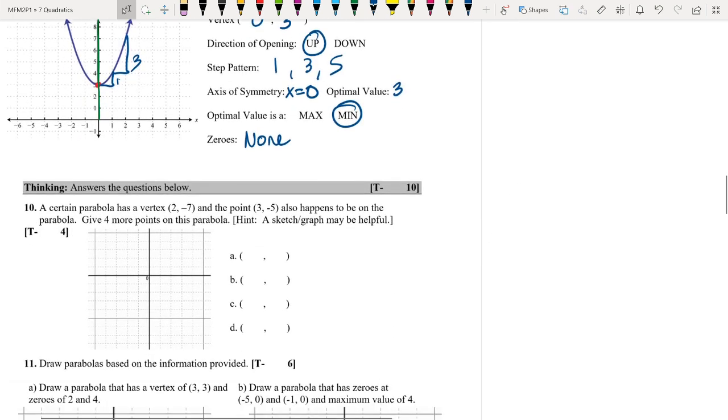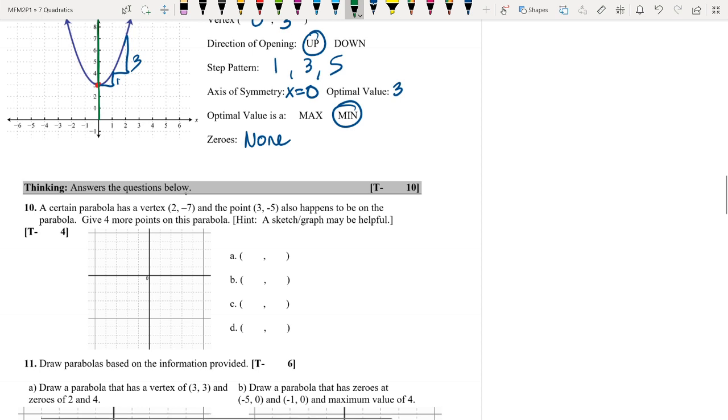All right, now question number 10 says a certain parabola has a vertex (2, -7), and the point (3, -5) also happens to be on the parabola. Give four points on this parabola. Now, not all the points are going to fit on the graph, but we can use it to help us figure out what the points should be.